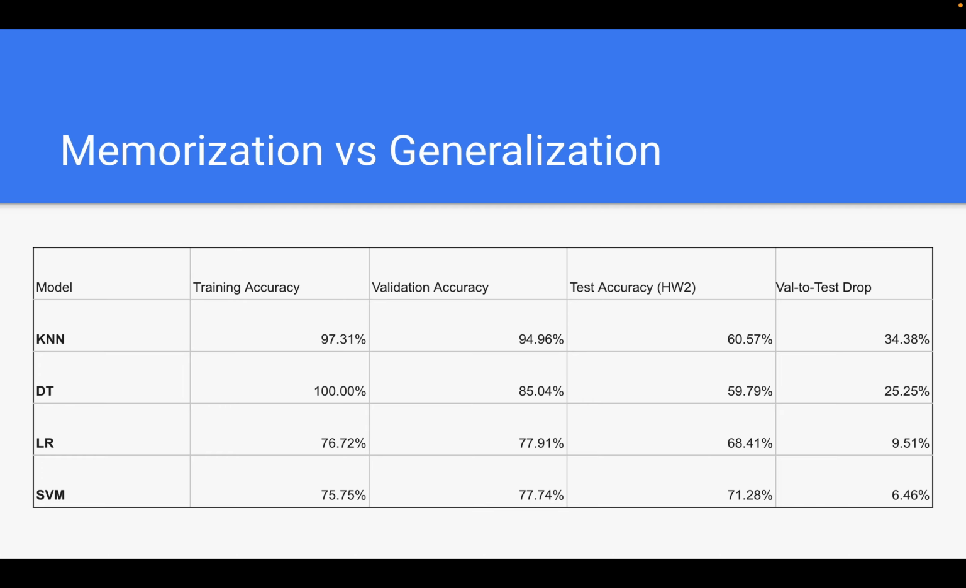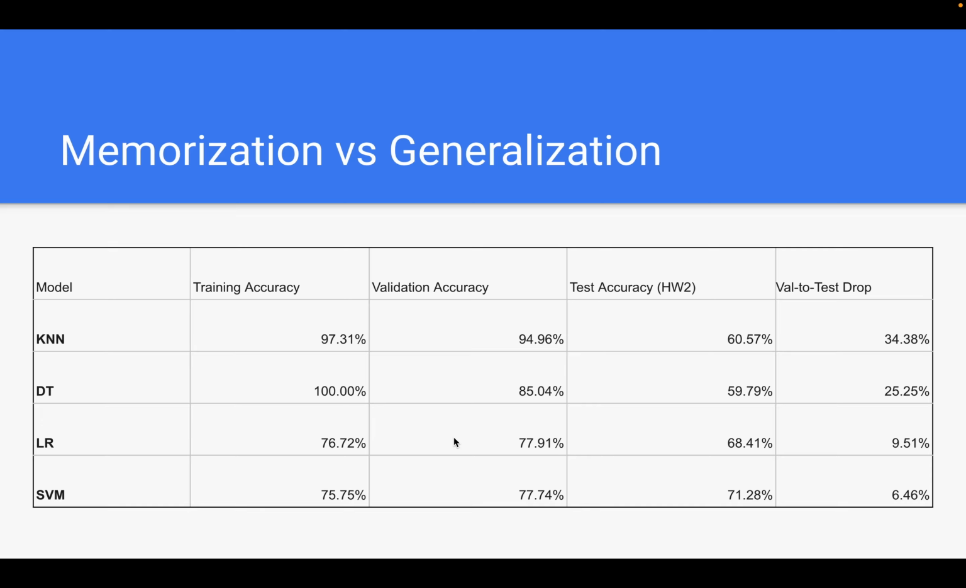Again, KNN had a similar thing, where it had a pretty high training accuracy, the second highest. However, when we went to the unseen data of homework 2, it dropped all the way down to 60.57%, which is very similar. And so this is just a similar case of overfitting.